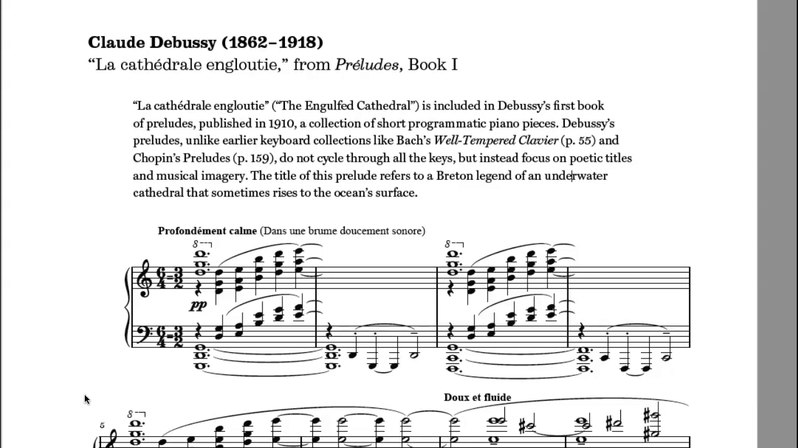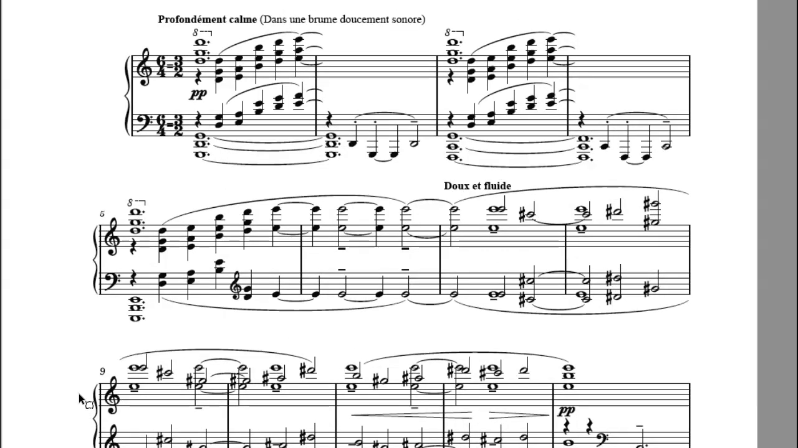So there's a lot of beautiful, evocative imagery that Debussy pulls from and uses the piano to really paint some of these pictures. Let's hear the first portion of this piece.